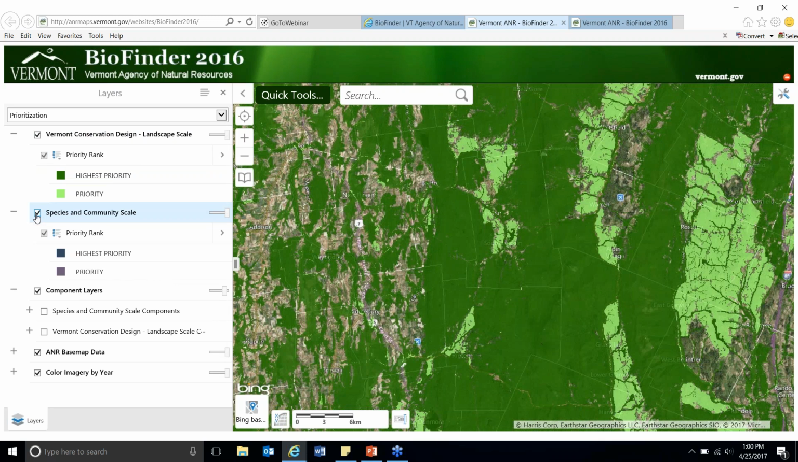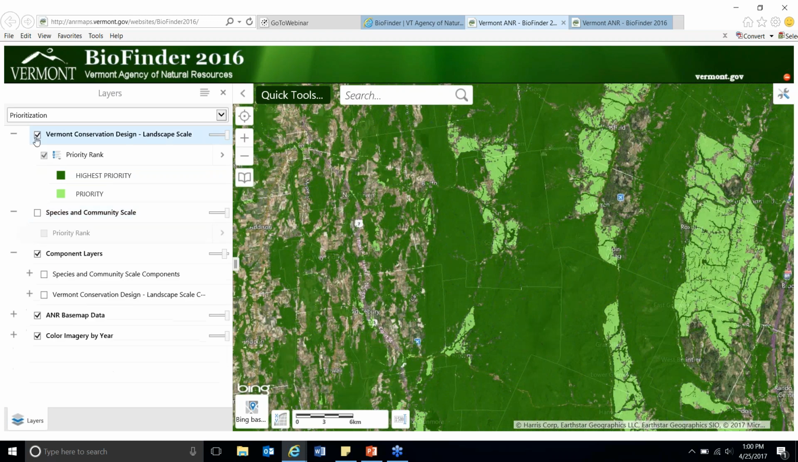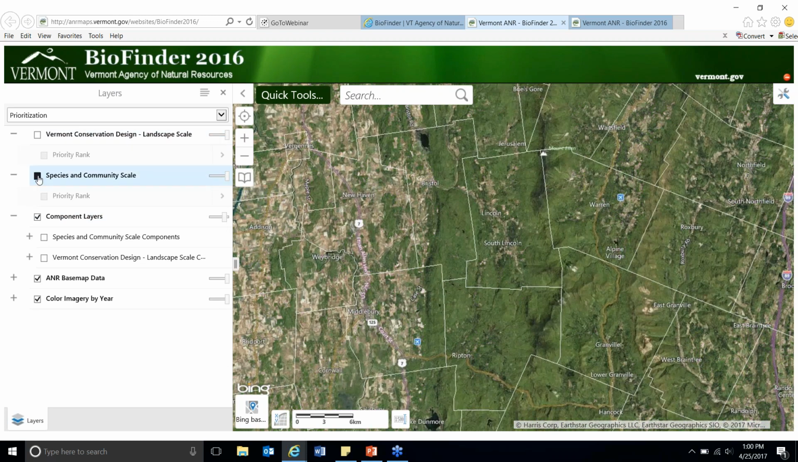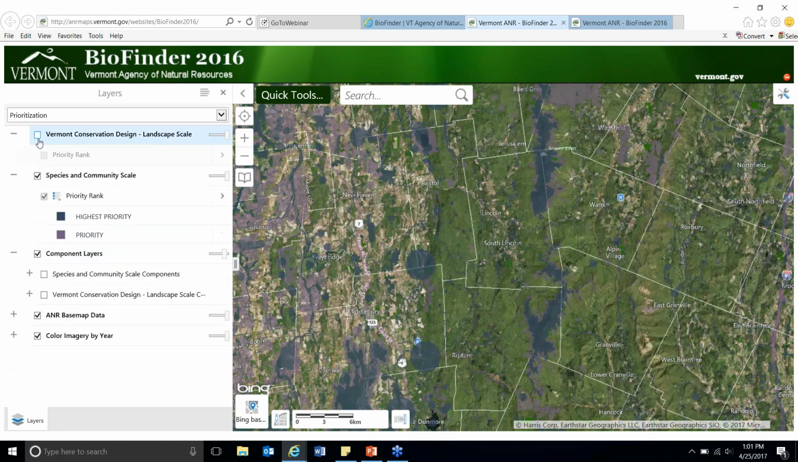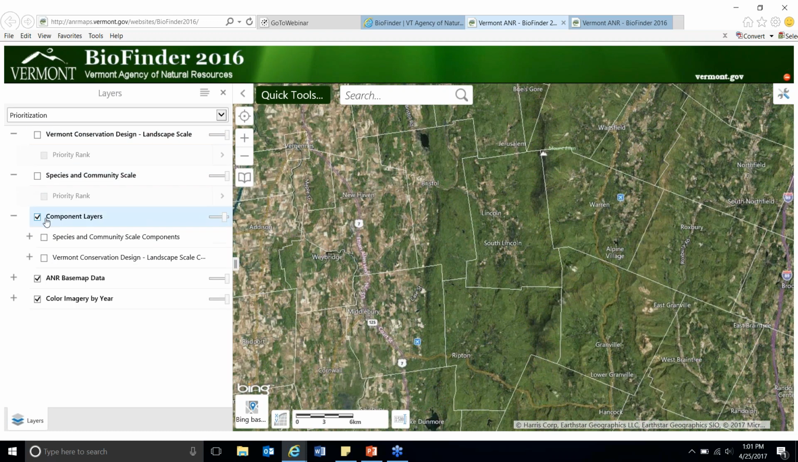Underneath that, it says species and community scale. Again, up at the top, these two, as I'm turning them off or on, are just looking at those priorities of all of the data sets compiled into one group. Now, if I click those off, I can also go down here, and you'll notice that it says component layers.